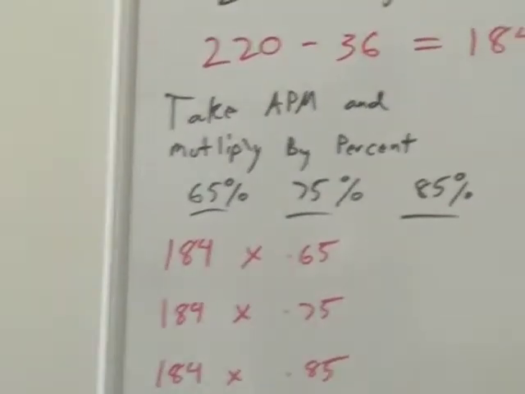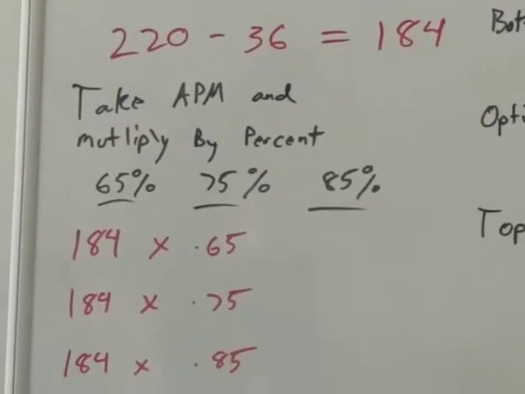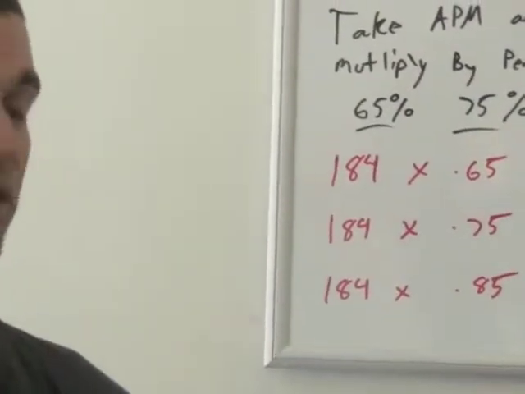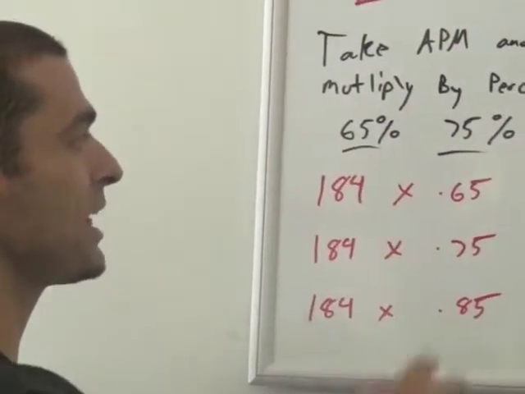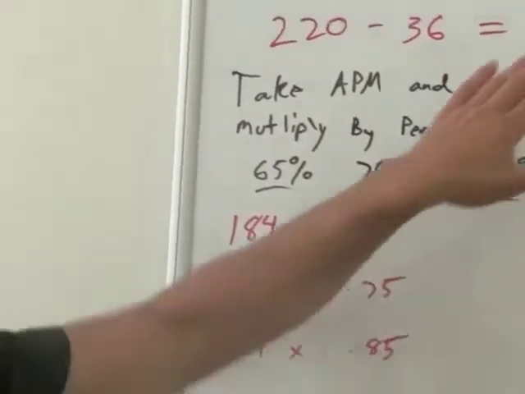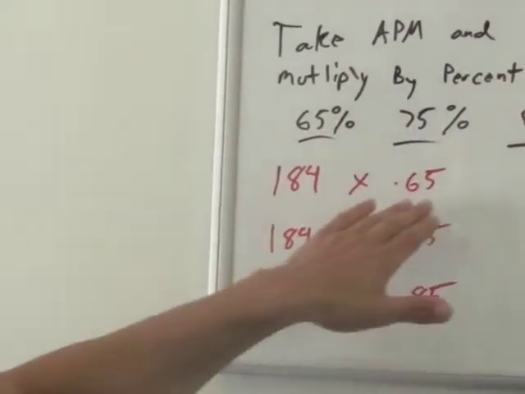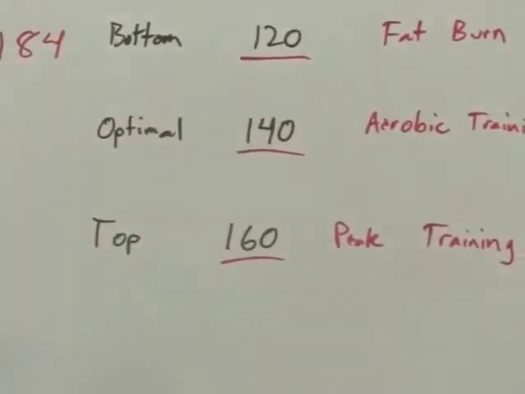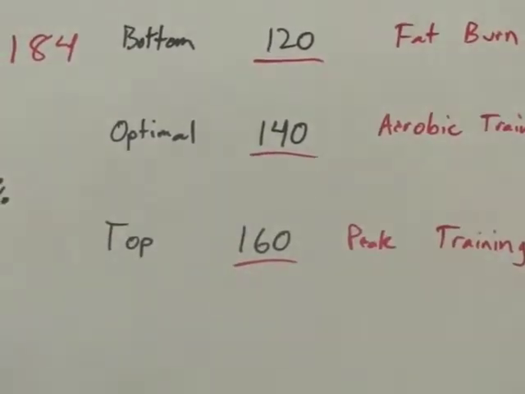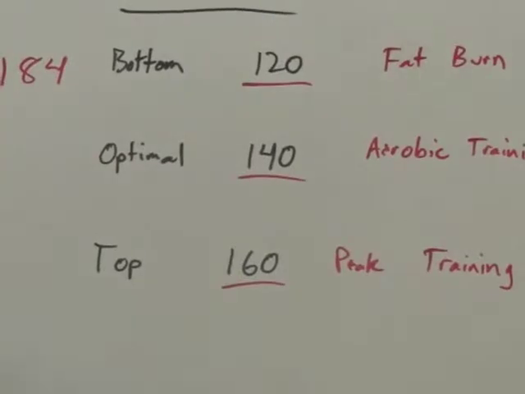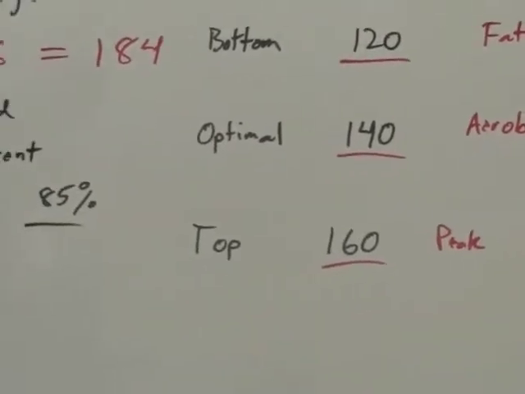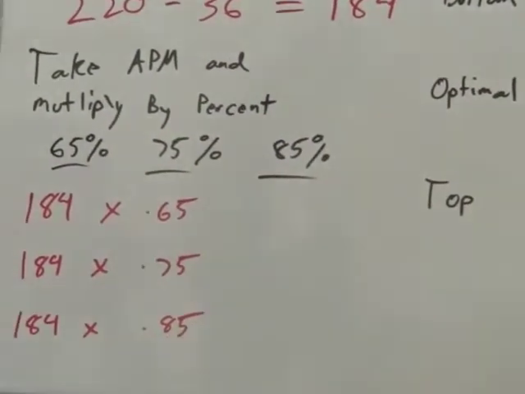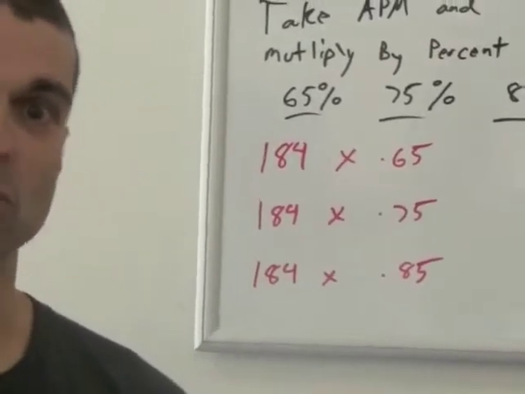Okay? From there, what you can do is take that number and multiply it by 3 percentages that are going to give us a specific value for a specific focus of training. In this case, we have 65%, 75%, and 85%. So I would take that number right there, 184, multiply it by each of those percentages, and it's going to give me these values right here. So the bottom value would be 120, the optimal value would be 140, and then the top value would be 160. Okay? So basically what you want to do is not work below this value and not work above this value.